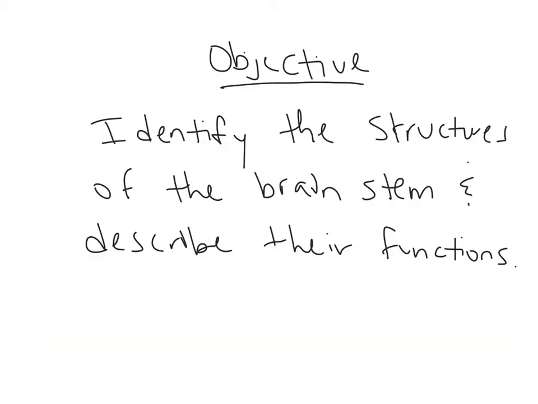And our daily learning objectives. When you're done with these lecture notes today, hopefully you can do some or all of these. First, identify the structures of the brainstem. You should be able to point out, hey, that's the pons, or hey, that's the medulla. You should be able to identify where it's at. And maybe most importantly, describe their functions. So not only do you know where they're at, but also what do they do.